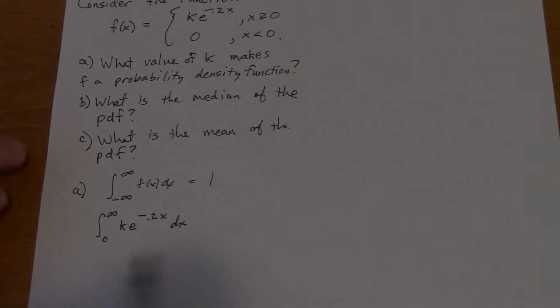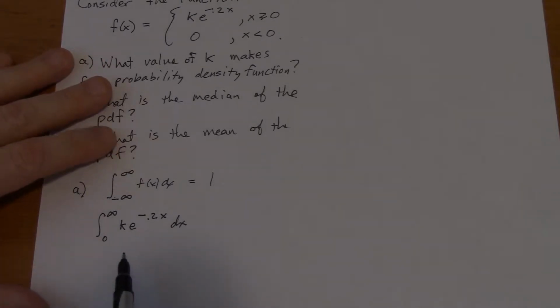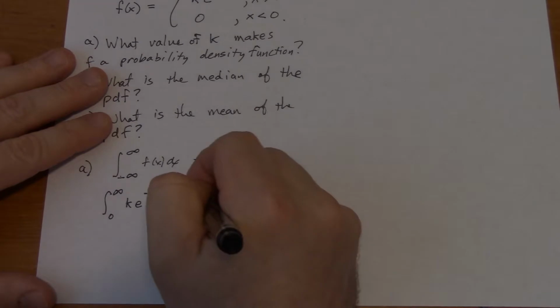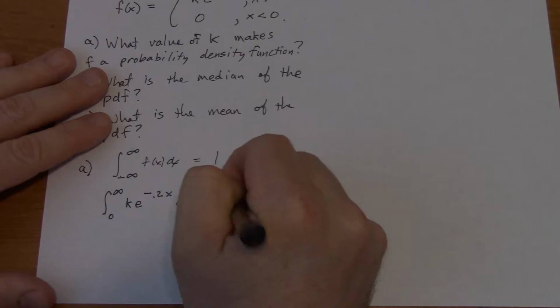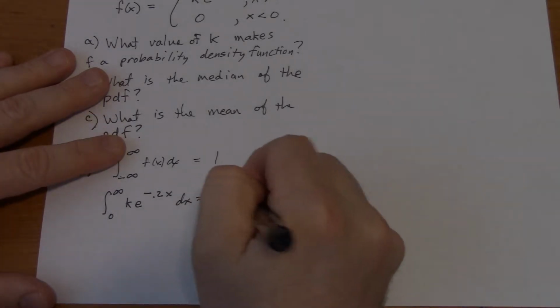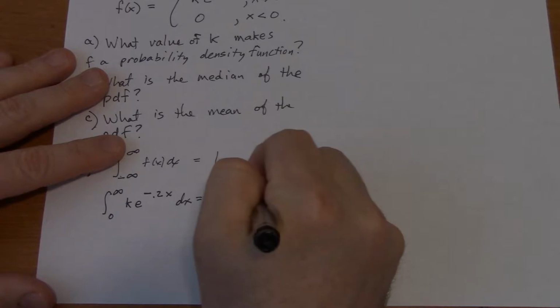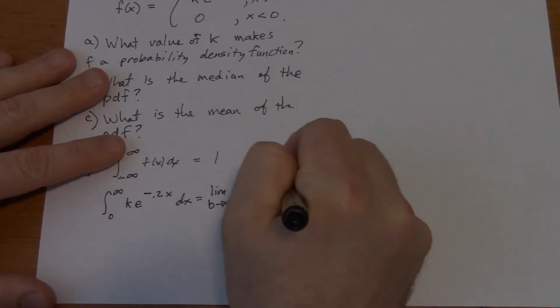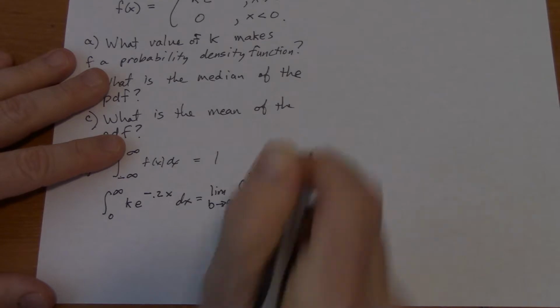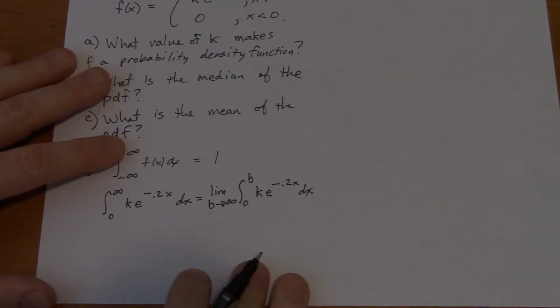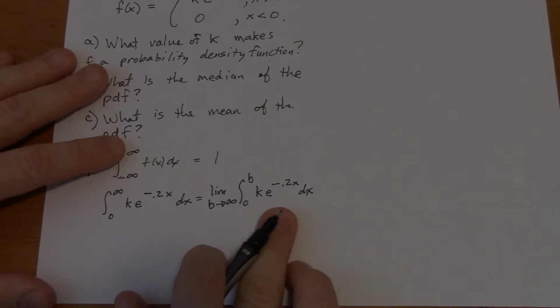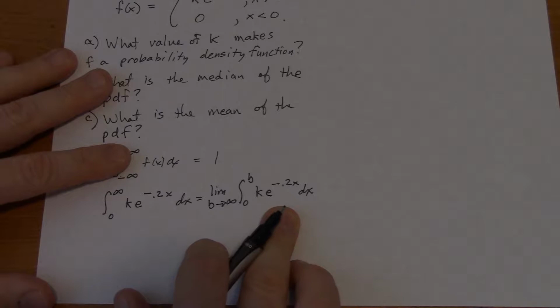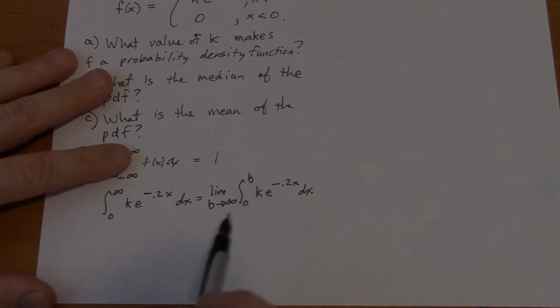We're going to integrate this first, though. This is an improper integral, so you're going to have to do the limiting process. So I'm going to take the limit as b goes to infinity of the integral from 0 to b of k e to the negative 0.2x dx. Now that I made it a proper integral, we'll find the antiderivative. The antiderivative for e to the ax is e to the ax over a. It's the opposite of differentiation. In differentiation, you multiply by a, so in integration, you divide by a.